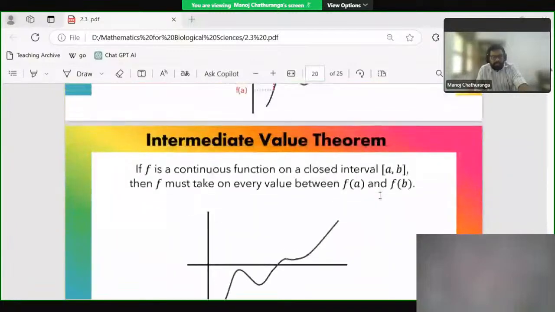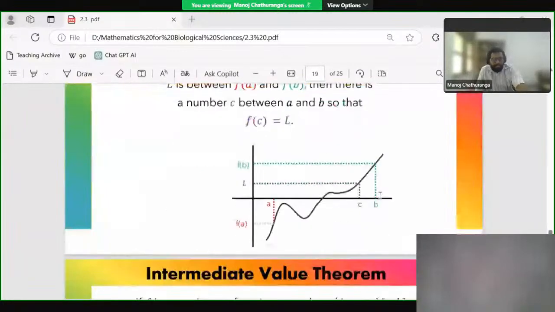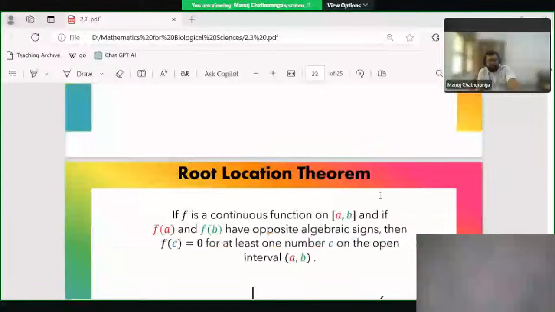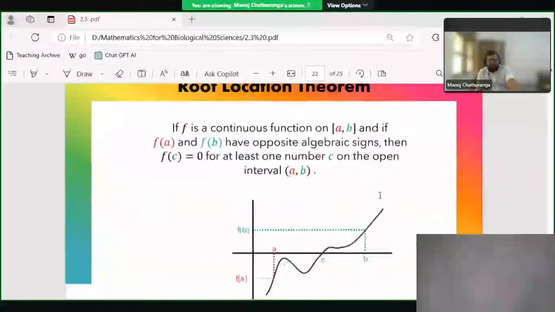So what is the use of this theorem? This is called the intermediate value theorem because it tells us that the function should have assumed all the values between f of a and f of b. It must have assumed all these intermediate values. So that is why we call it the intermediate value theorem.